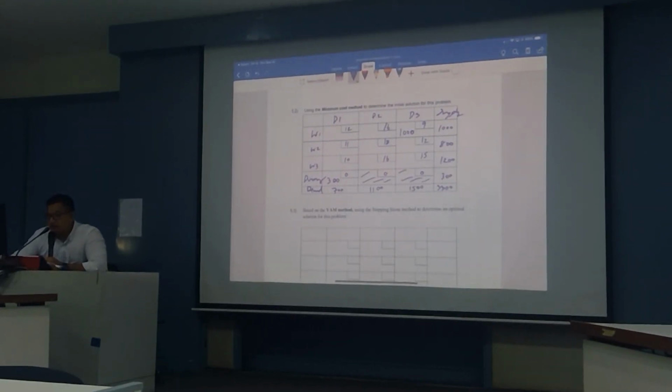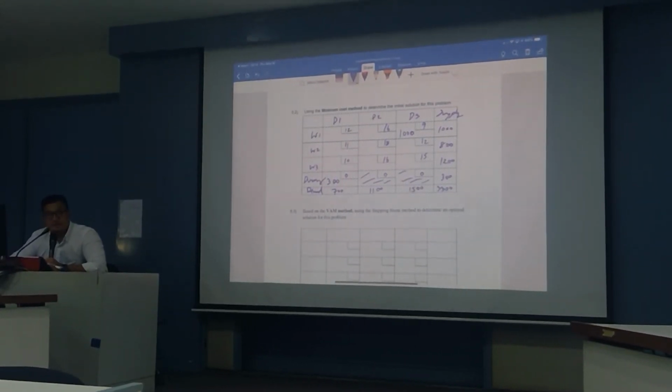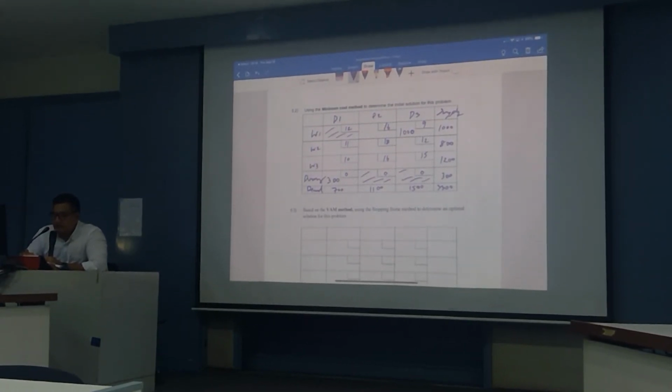And then once we deliver 1,000 to D3, we can know that these 2 cells, the D1, W1, D2, we will not consider anymore because we use all the capacity of W1 only. And we have 6 cells to consider. The next lowest one is 10.